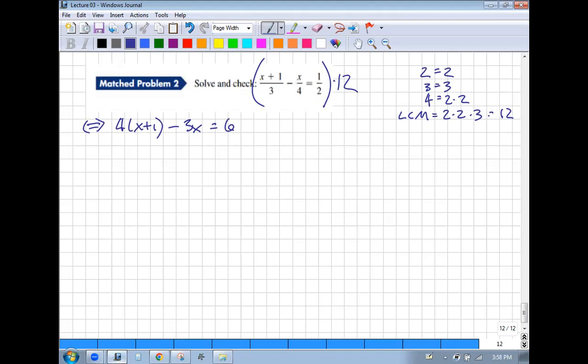All right. Okay, so now let's get rid of parentheses. Distribute. 4 times x is 4x. 4 times 1 is 4. Now let's combine these like terms. 4x minus 3x is x. Now let's get rid of this 4 here. We have x equals 6 minus 4, which is 2. Not too bad, right? Just a couple of steps.